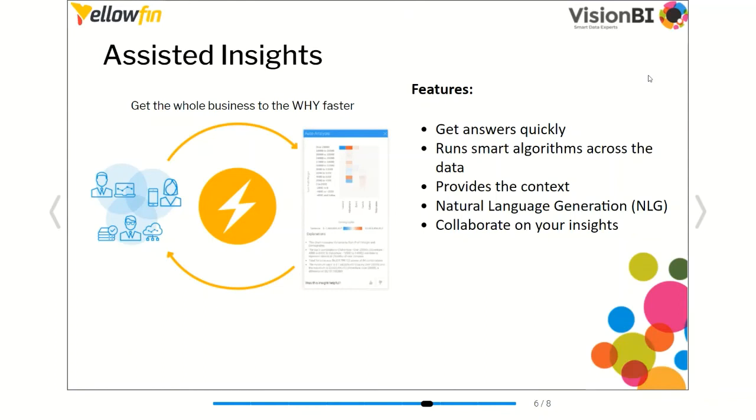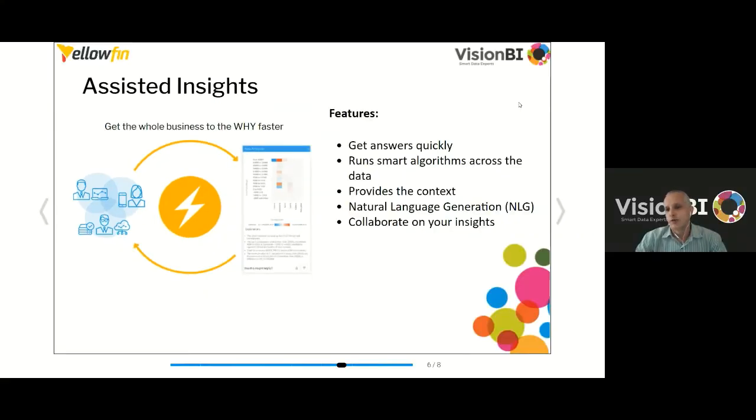Now, assisted insights is really smart algorithms and machine learning that runs in the background across your data, and will try and find the most likely causes for the data and also ranks them. Yellowfin will then create visualizations for you, and it will pair that with natural language explanations of the insights. If you find an insight that is of interest to you, you then have the ability to store that insight and share it with other users as well. So let's go and have a look at that.